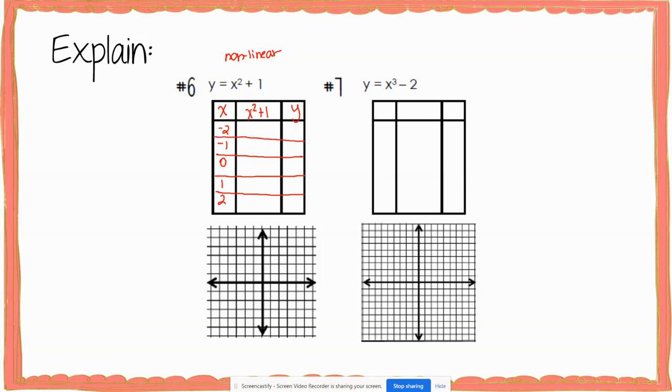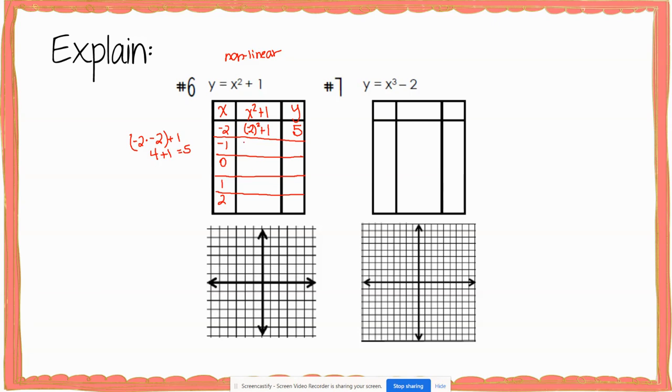Well, -2 would go into this. Now remember, this says -2 to the second power. So I would say -2 to the second power plus 1. Well, -2 to the second power means -2 times -2, then plus 1. Well, -2 times -2 is 4, and 4 plus 1 gives us 5. So when x is -2, y is 5.